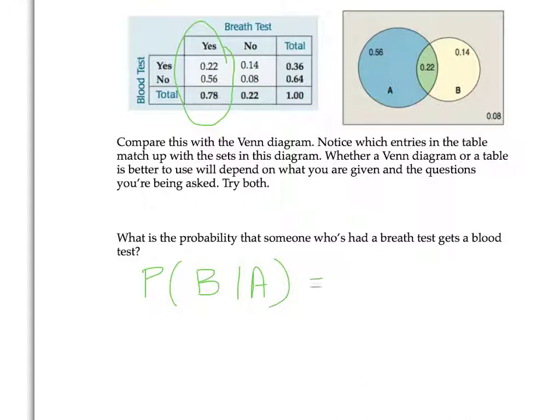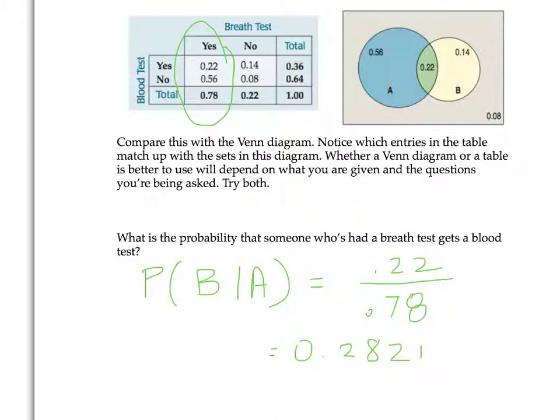Well, I know that 0.78 of them get the breath test. And out of that, I want to know the probability that they have the blood. That's 0.22. And when I do that on my calculator, 0.22 divided by 0.78, I get 0.2821. And I really like probabilities to go to 4 decimal places.